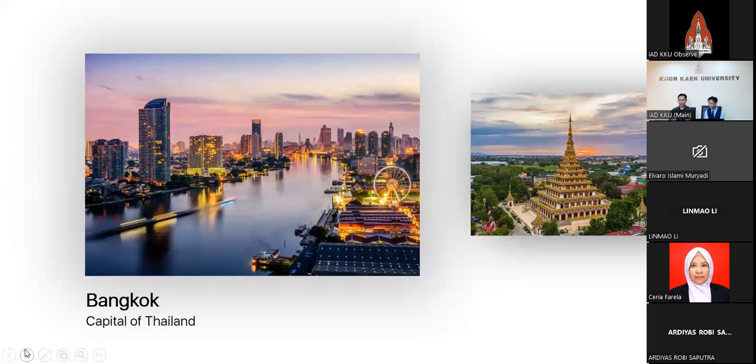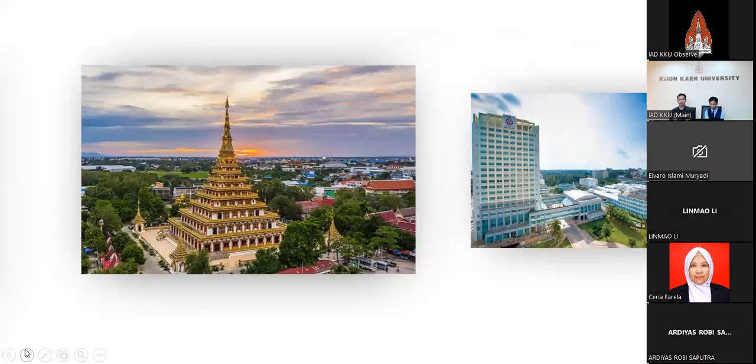Okay, so now we compare to the city where I live, where we live now. So it's Konkan. Konkan in Northeastern Thailand. Our Faculty of Medicine is in the city, and on the right side is Konkan University. So basically, this is the information about the city.